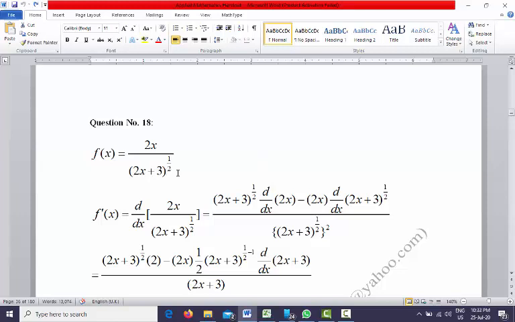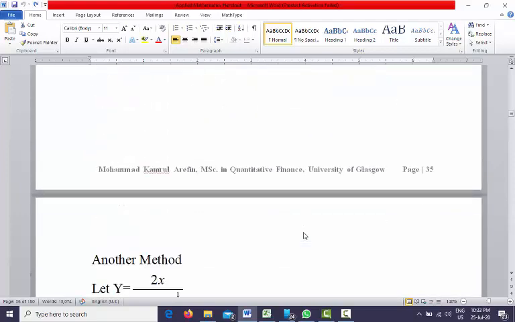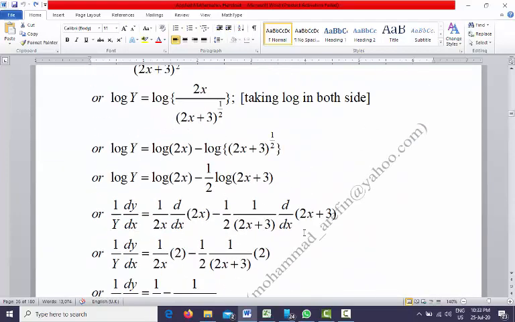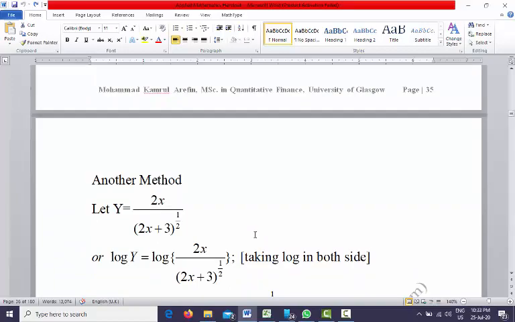If you want to use the multiplication rule of differentiation, in that case you need to bring this 2x plus 3 power half to the numerator, and then you can apply the multiplication rule of differentiation. But if you don't want to move this one up, then you should apply the division rule of differentiation like before. So question number 18 you can solve at your home.